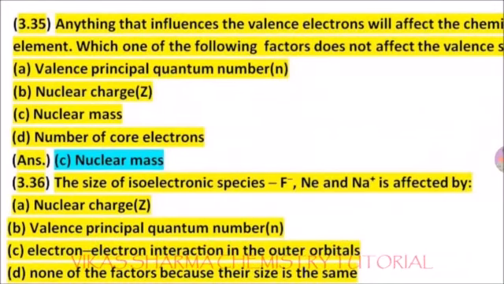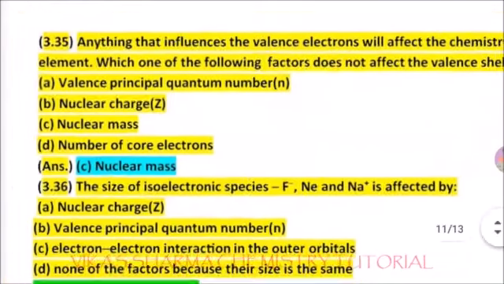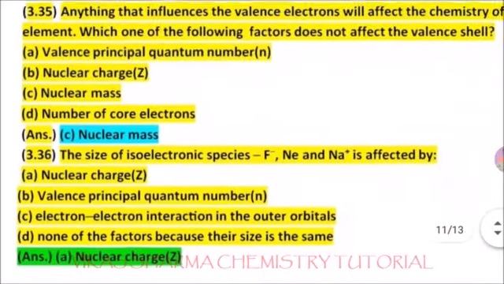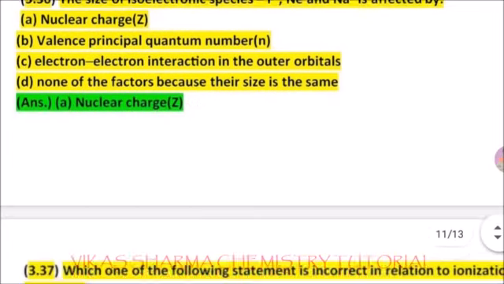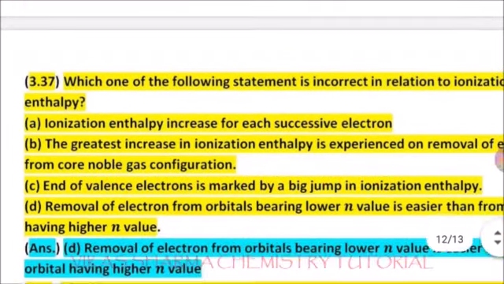3.35: Anything that influences the valence electrons will affect the chemistry of the element. Which one of the following factors does not affect the valence shell? Students, the answer is nuclear mass. All the others affect it, but nuclear mass does not. 3.36: The size of the isoelectronic species fluoride ion, neon atom and sodium ion is affected by what? The answer is nuclear charge. The number of electrons and the principal shell are not affected, only the nuclear charge. So the correct choice for 3.36 is A.